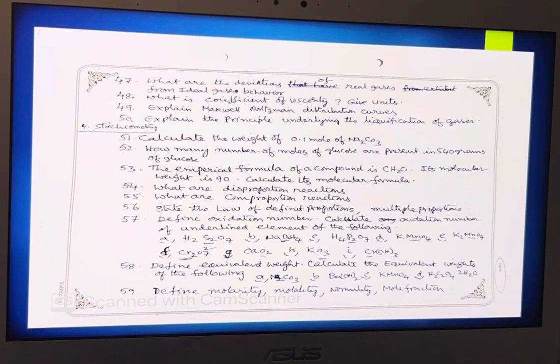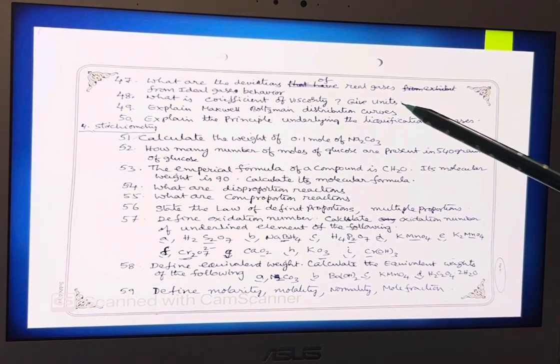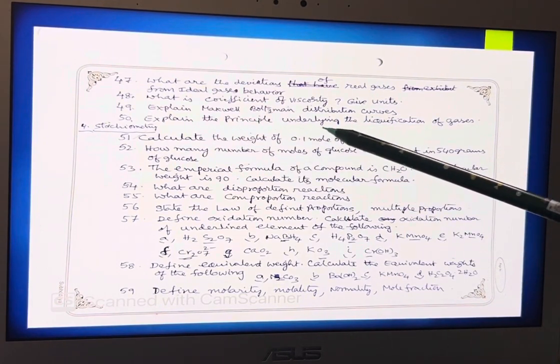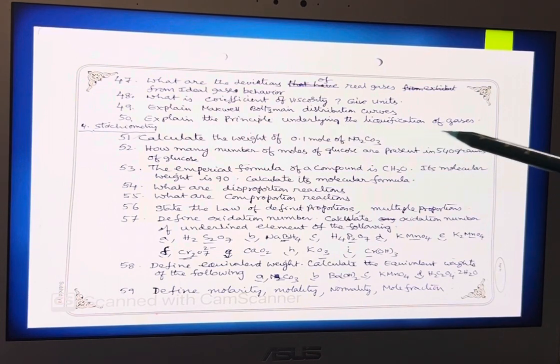What is coefficient of viscosity? Give units. Explain Maxwell-Boltzmann distribution curves. Explain the principle underlying the liquefaction of gases.